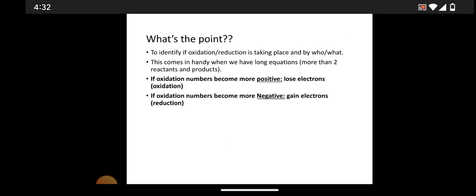So what is the point? If you now can assign your oxidation numbers, you know what's being oxidized and what's being reduced. In terms of the numbers, if you're becoming more positive, you can take that as your atom or ion losing electrons, so that's oxidation. And if you're becoming more negative, you can consider that a gain of electrons, which is reduction, which lets us see which reactant is undergoing oxidation or reduction.